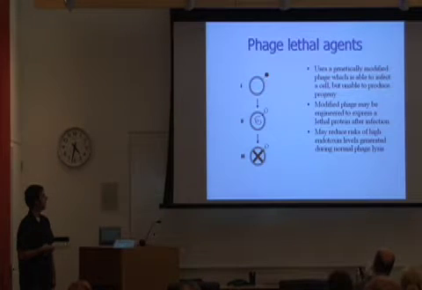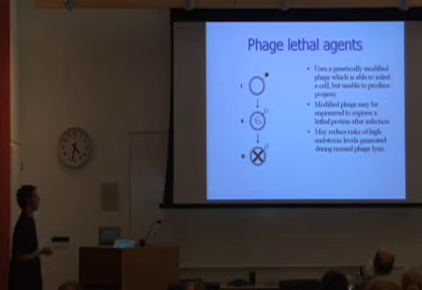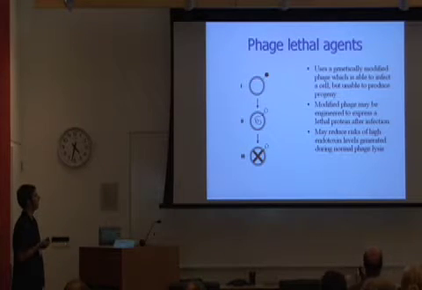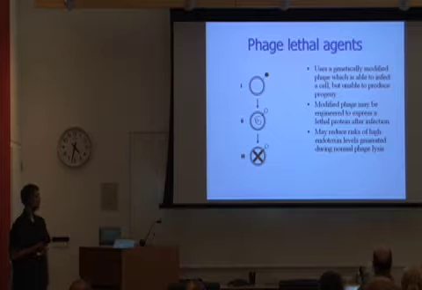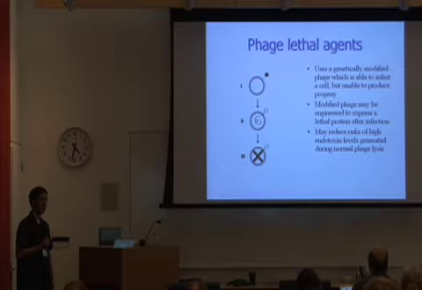We talk a little bit about the phage lethal agents. So this is a genetically modified phage. It infects the cells and is unable to recruit progeny. So you can have it express a lethal protein after infection, or you can just have a defective phage.